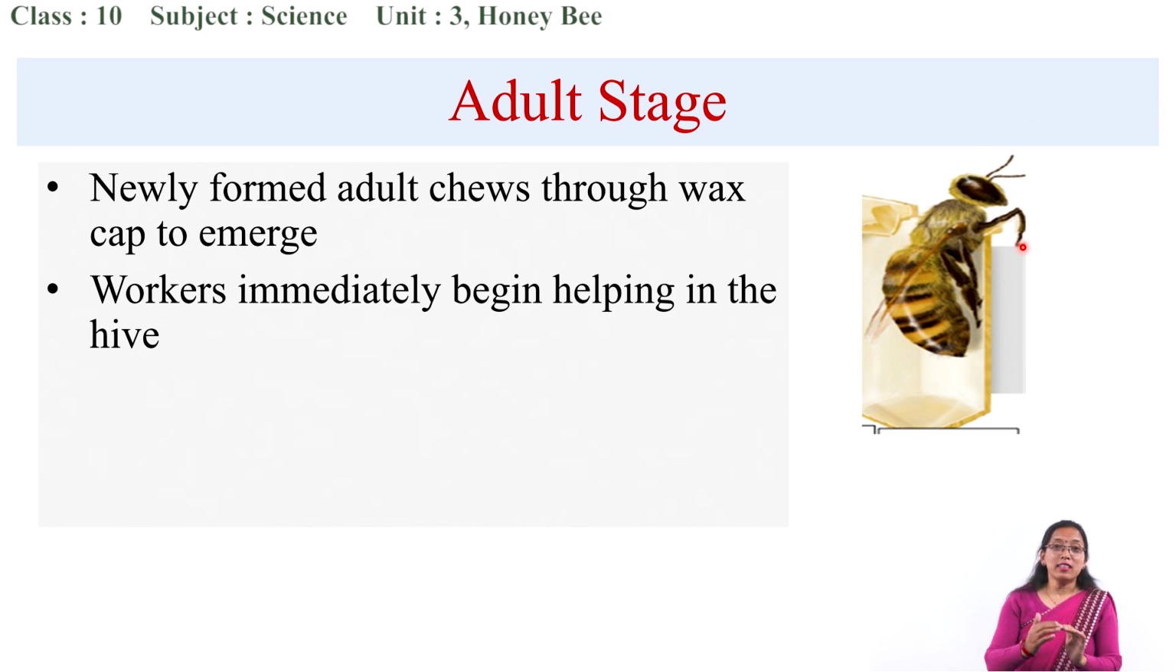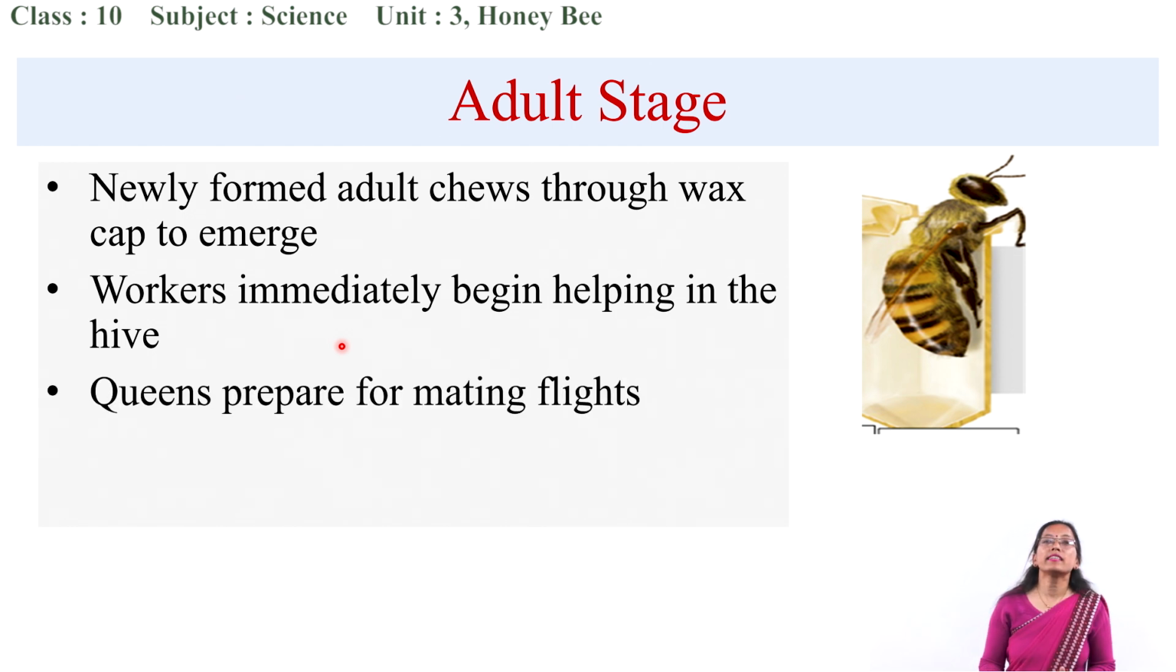Here, if these are the worker bees, what do they do? Workers immediately begin helping the hive. I already told you in the previous class, these worker bees start to work from birth to death. That means they work very hard. They are very laborious. If they are worker bees, they immediately begin helping the hive, like cleaning and also feeding, etc. And queen prepares for mating flight. If it is queen bee, it starts to prepare itself for the mating.